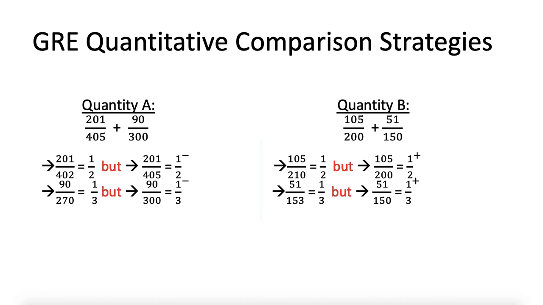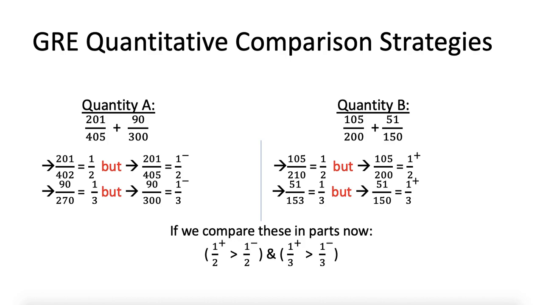So based on this approximation, now if I compare these in part, so that we can compare in part now, this value 201 over 405 is less than 105 over 200, and 90 by 300 is less than 51 over 150. So based on this, after comparing these in part, I can figure out that quantity B is greater than quantity A.